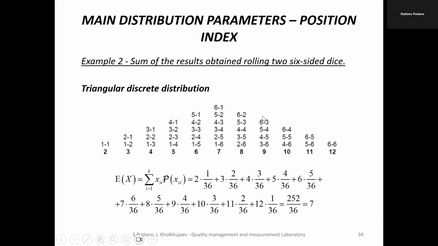So if we want to calculate the expected value of this problem, we are, of course, dealing with a discrete random variable. We have to apply the formula of the expected value. That is the same as the previous example. But in this case, we have more possible solutions because we have more mass points. The reasoning is always the same: we take the first mass point, that in this case is 2, and multiply the 2 by its probability.